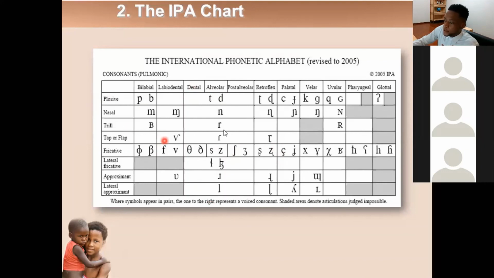This one here is referred to as an alveolar trill because it's in this block. We look up at this block, and this one would be a dental trill, or an alveolar trill, or a post-alveolar trill, something along those lines.